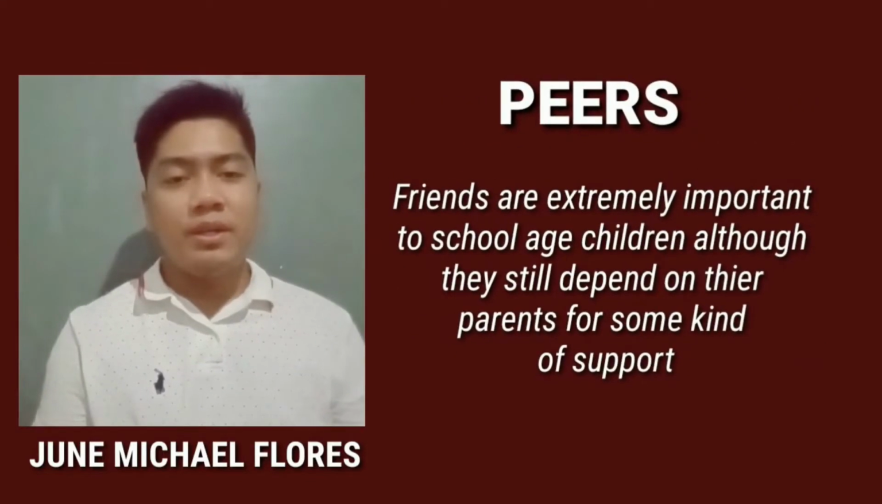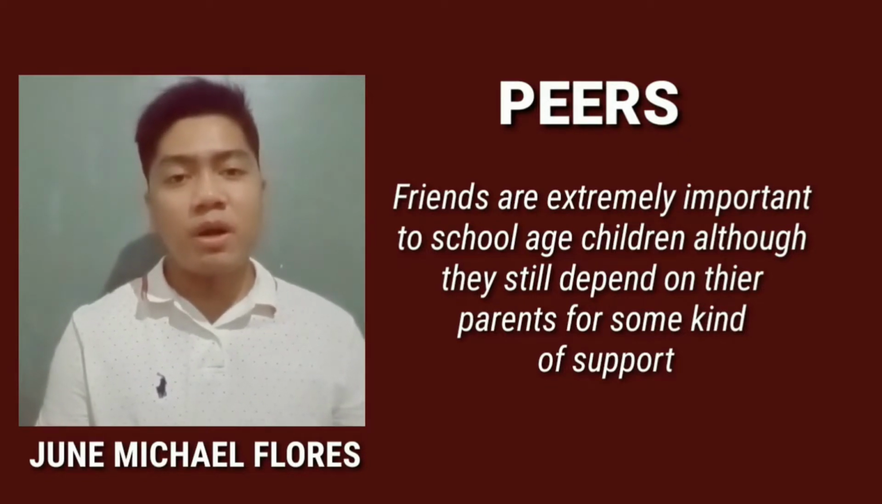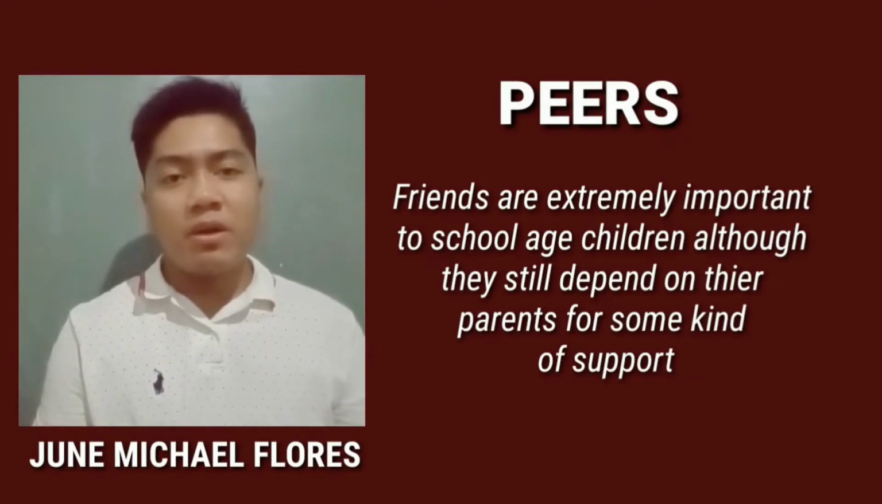So the next is peers. Friends are extremely important to school-age children, although they still depend on parents for some kinds of support. They begin to rely more heavily on their peers. A student must have a circle of true friends, who they can rely on when they are having a problem and have each other when times get hard. They also develop their emotions. It is important for our children to have friends because it may affect how they socialize with other people. Having a friend also helps develop their trust in other people.